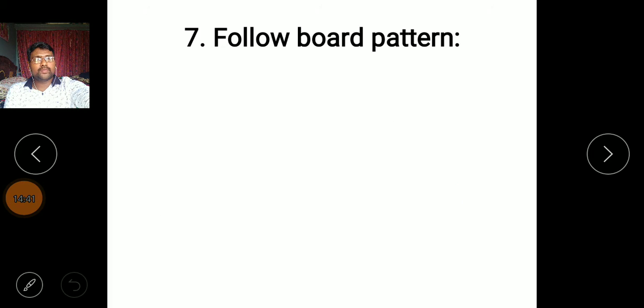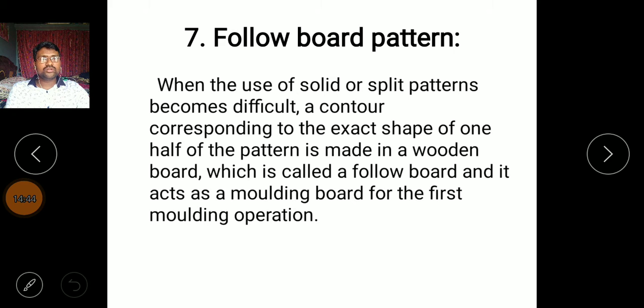Next, coming to the follow board pattern. When the use of a solid or split pattern becomes difficult, a contour corresponding to the exact shape of one half of the pattern is made in a wood board, which is called a follow board pattern, and it acts as a molding board for the first molding. At the time of introduction, I said the molding process consists of a bottom board known as the molding board, to which we attach the pattern. It is easy to prepare.